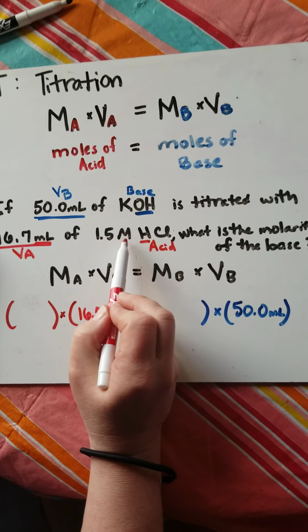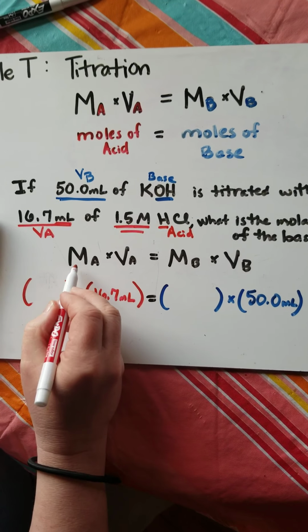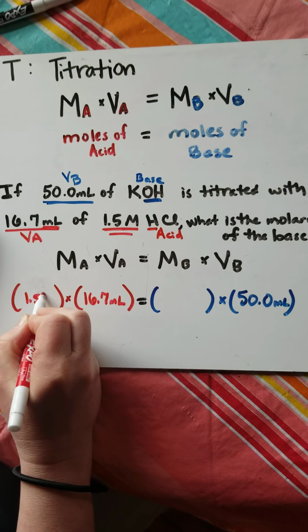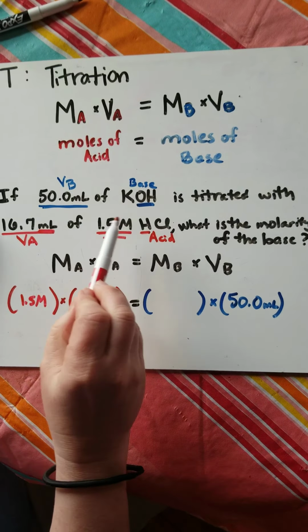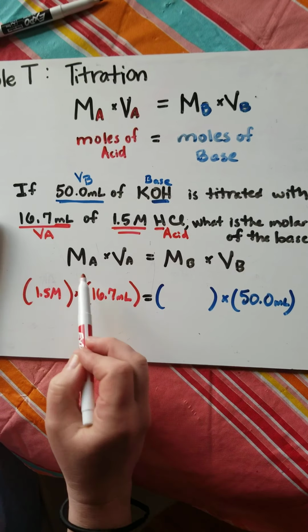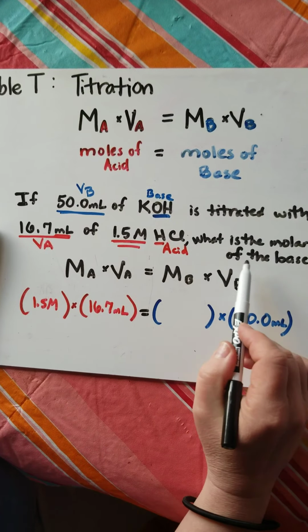Last, 1.5 molar, the concentration of the acid. Molarity of the acid, or concentration, goes here. Now notice they did not give you the numbers in order. You had to figure out the order using the formula. Last, what is the molarity of the base?